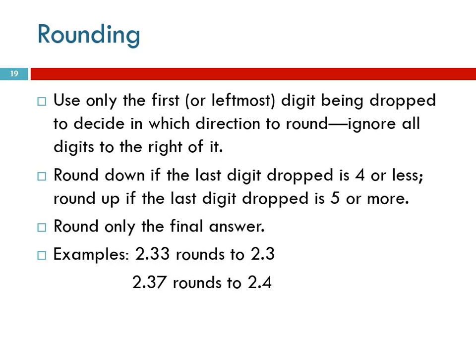If it's 4 or less, if it's less than 5, then you round down. If the digit you're dropping is 5 or more, then you round up. So 2.33 would round to 2.3 because this number that we're getting rid of is less than 5. 2.37, if we're rounding to 2 significant figures, we'd round up to 2.4.